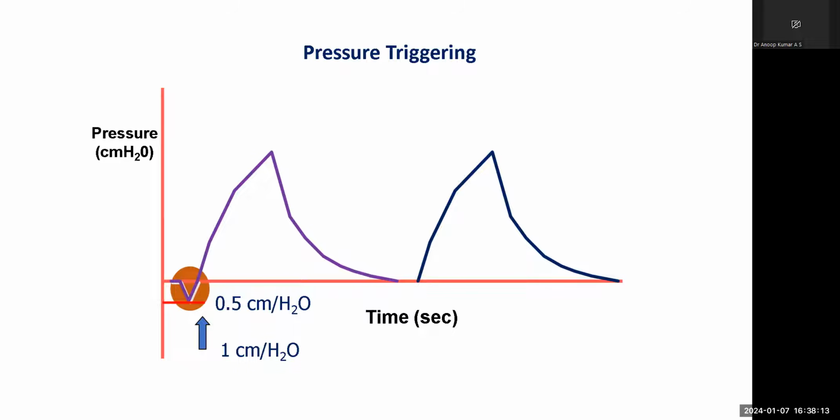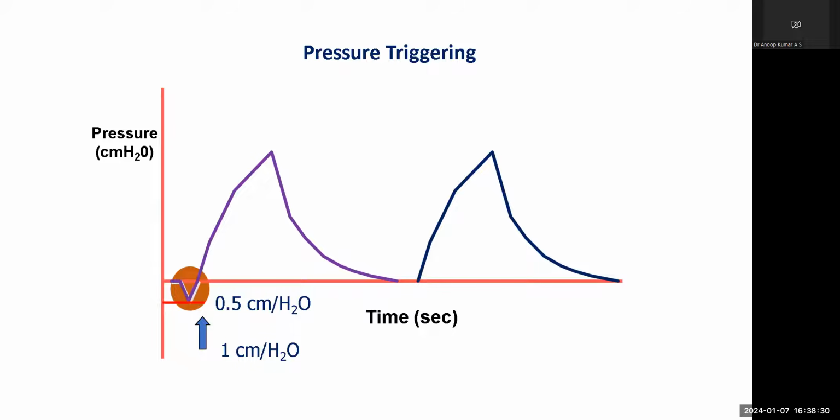You have to always see what is the triggering, whether it is pressure triggering or flow triggering, both are equally good. So previously, it was thought that the volume triggering has some advantage, but now both are equally good. You can either go for pressure triggering or volume triggering. As a default value, we always go for two.